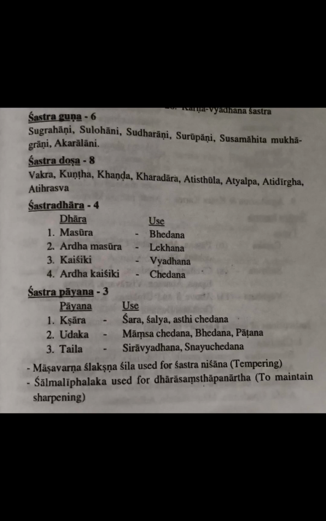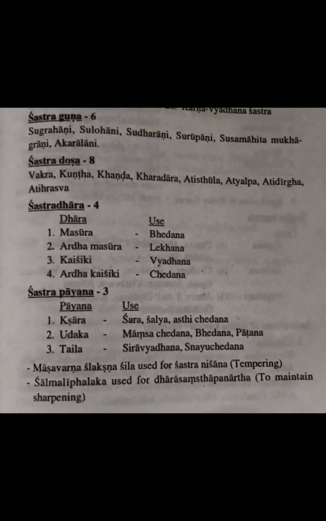Okay, you have to make the Shastra red hot and dip it into the water which is mixed with Kshara. That instrument we can use for the Shara Shalya Asti Chedana, so its strength will increase. Then Udaga: you have to heat the Shastra and dip it into normal water. Then that Shastra we can use for the Mamsa Chedana, Bhedana, Patana Karma.